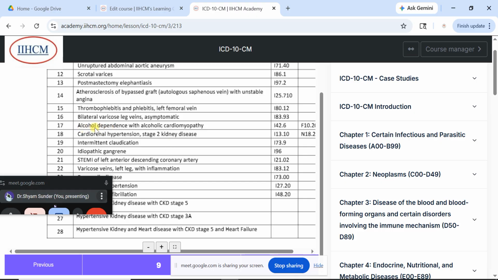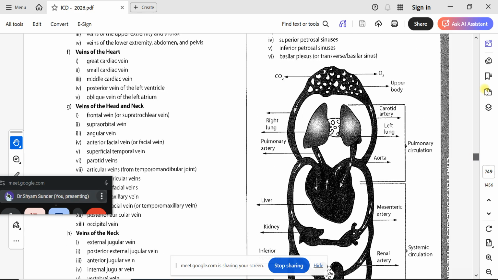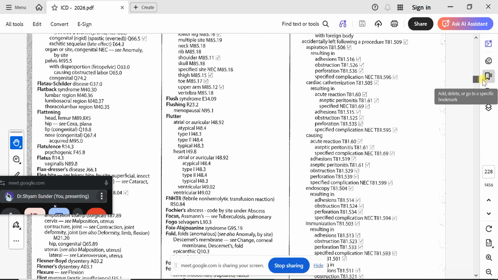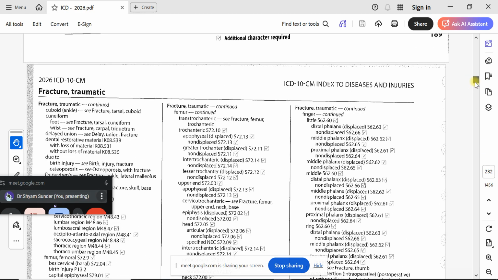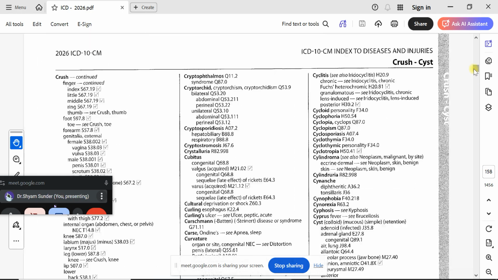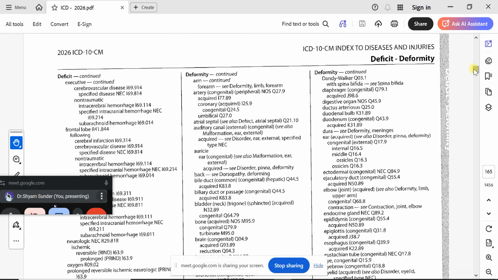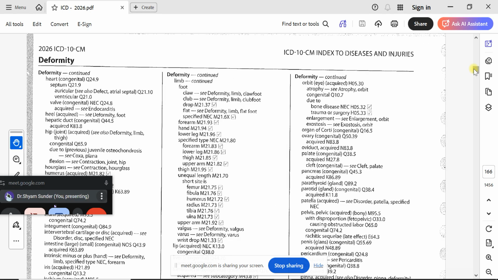Okay, this is alcohol dependence. Now, what's the main term? The main term is dependence. Dependence means without consuming alcohol, the patient is not able to carry out even routine daily activities. That is dependence. So we'll go to the main term dependence, because as far as alcohol is concerned, we have three types of codes: alcohol use, alcohol abuse, and alcohol dependence.